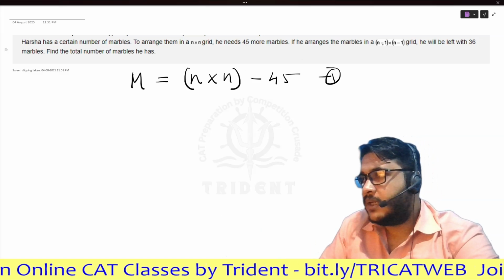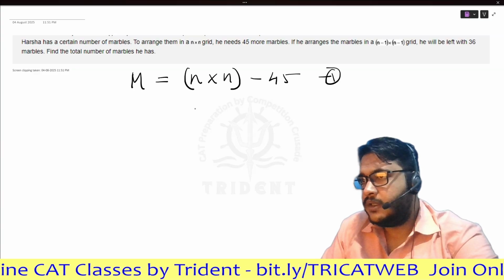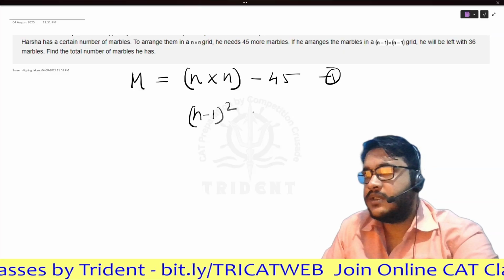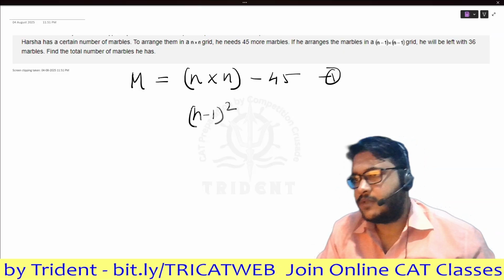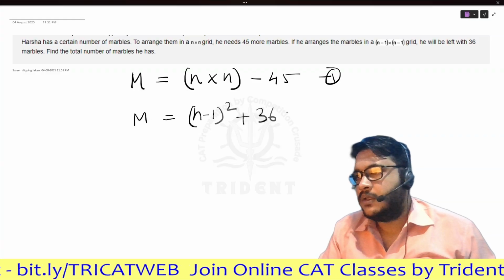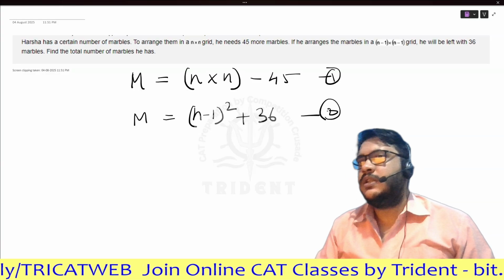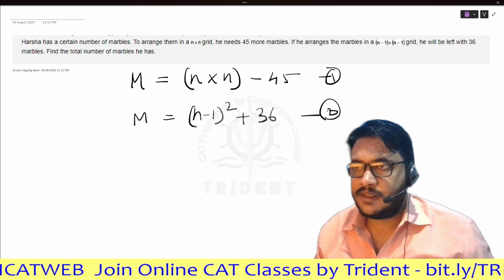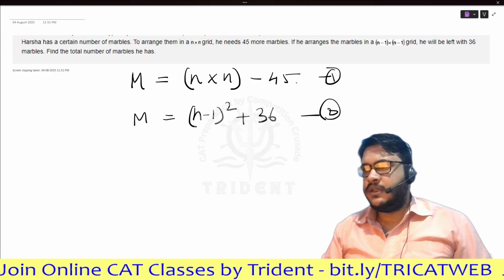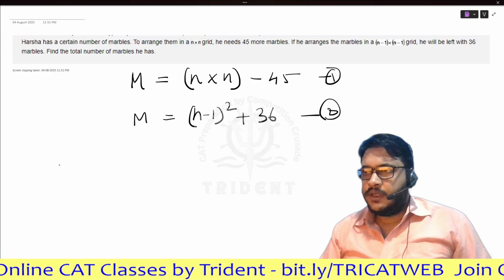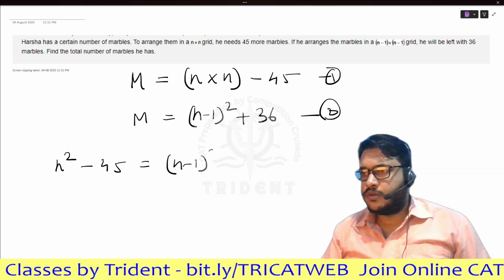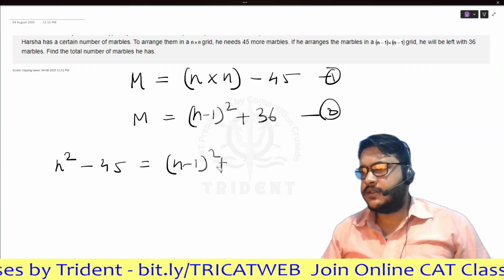If he arranges the marbles in an n minus 1 grid, which is n minus 1 whole square, he will be left with 36 marbles. That is m plus 36. This is my equation number 2. What are they asking? The total number of marbles that he has, the m here. So let's equate number 1 and number 2. I will get n square minus 45 is equal to n minus 1 the whole square plus 36.